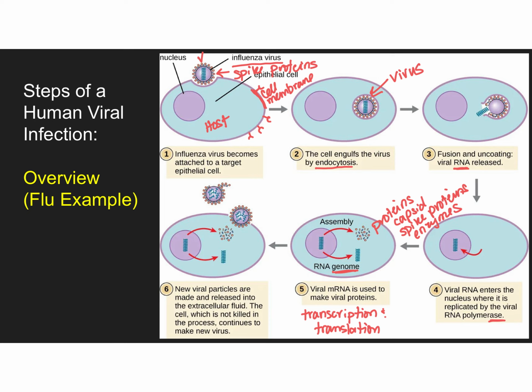And then the last stage is where all of these particles come together in order to make new flu virions. And this is an example of budding, in which the host cell is releasing these viral particles into the extracellular fluid. The cell is not killed in the process. It's just going to keep making new viruses until hopefully the immune system can shut the whole process down.